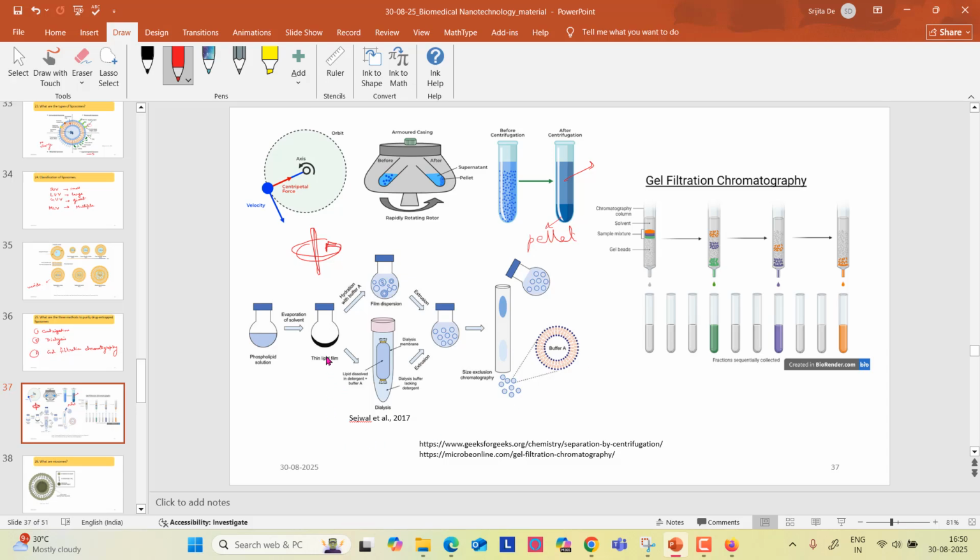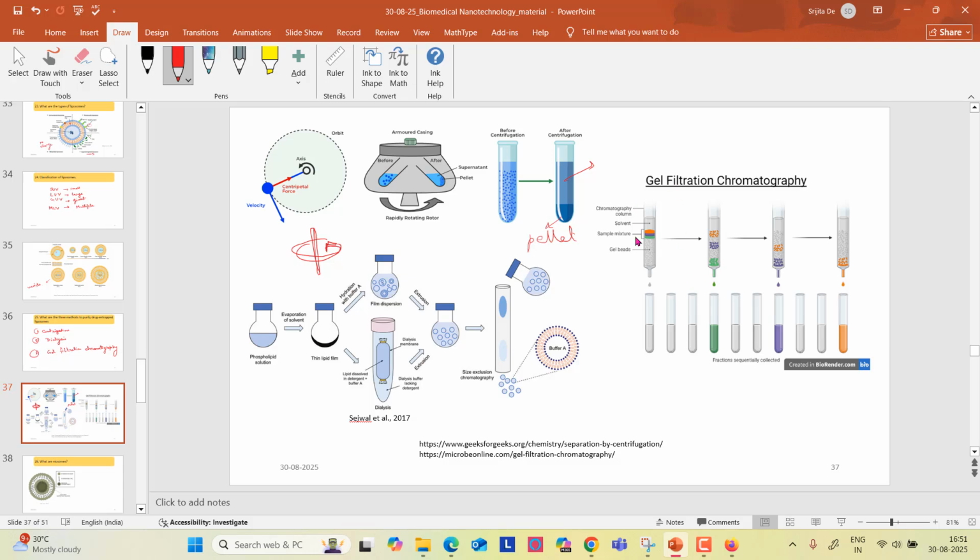And in the other case, lipid is dissolved in detergent plus buffer A. This is the dialysis membrane. This is the dialysis buffer lacking the detergent. Extrusion can also happen, and we'll get a solution along with the liposomes, and it will be separated by size-exclusion chromatography. Gel filtration chromatography is also a similar kind of thing.